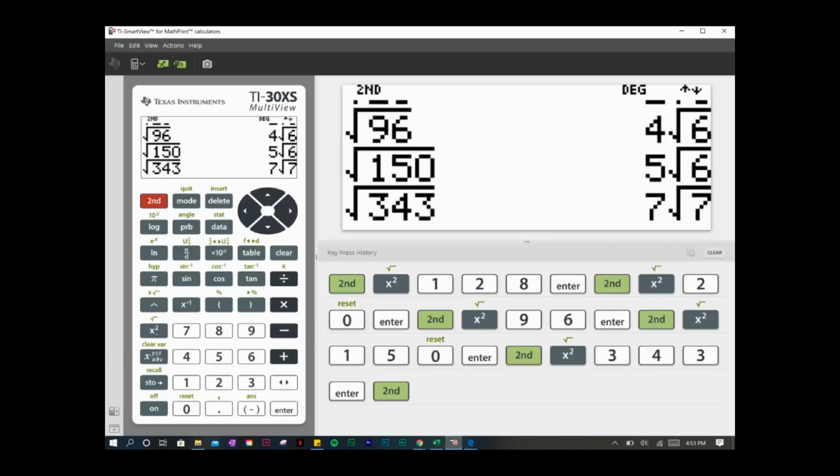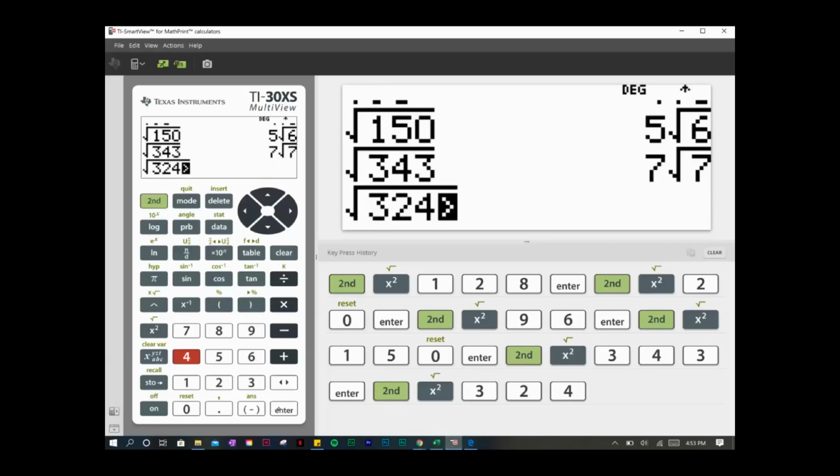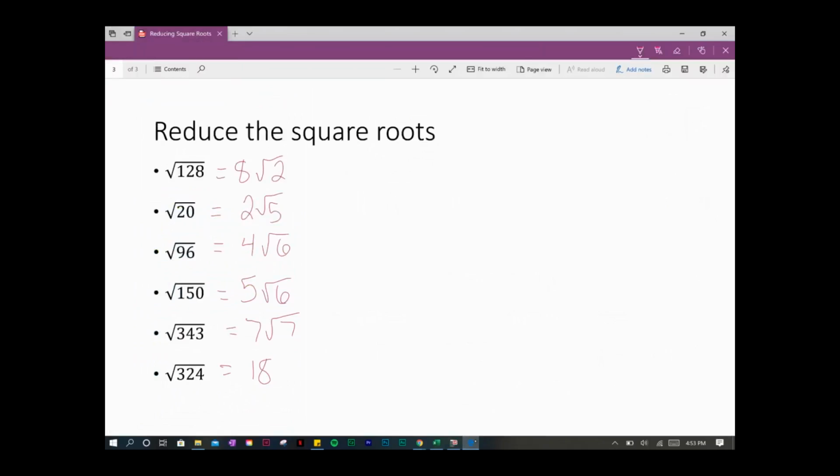So square root 324, enter, we get 18. That means that 18 times 18 is 324. That's one of our perfect squares. So sometimes, if you don't know your perfect squares, when you type it on the calculator, you'll just get that integer.